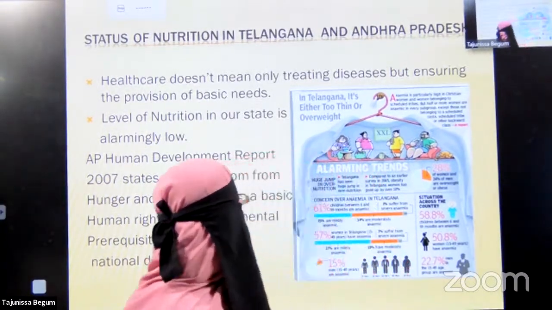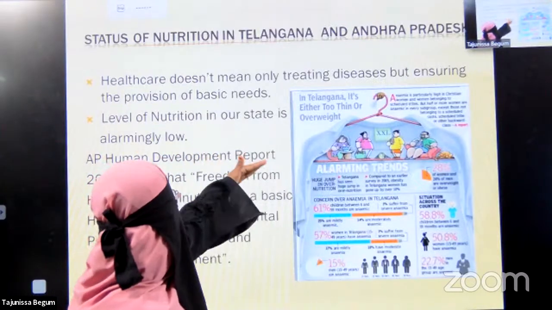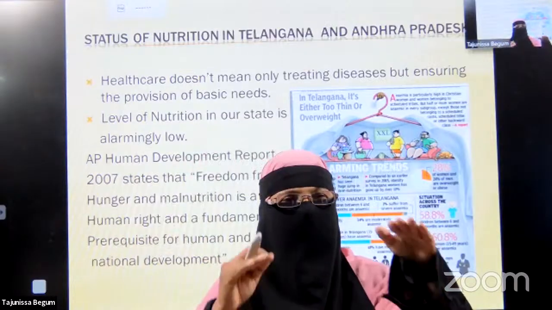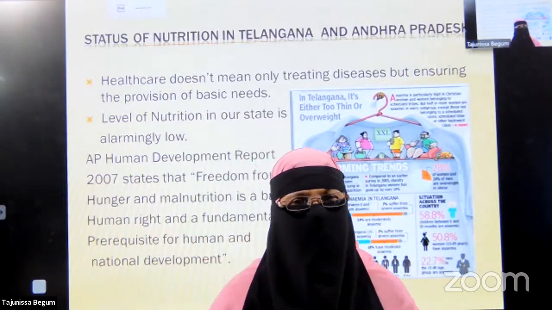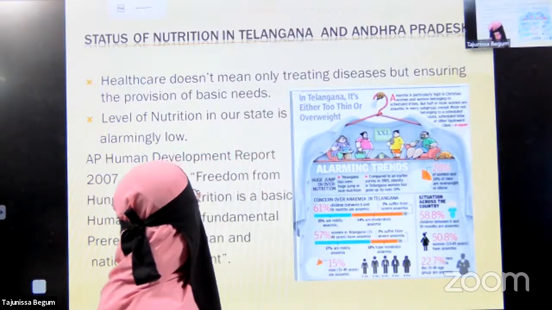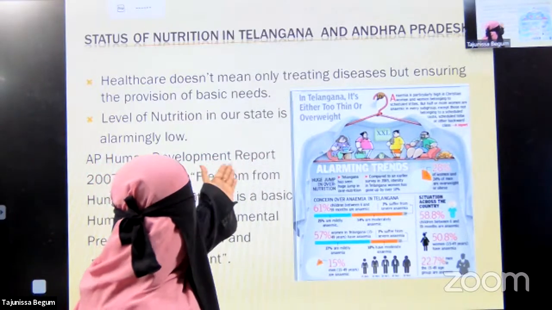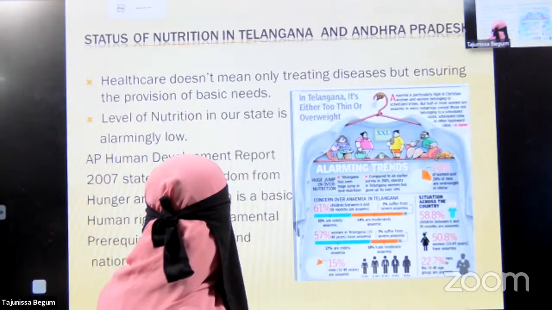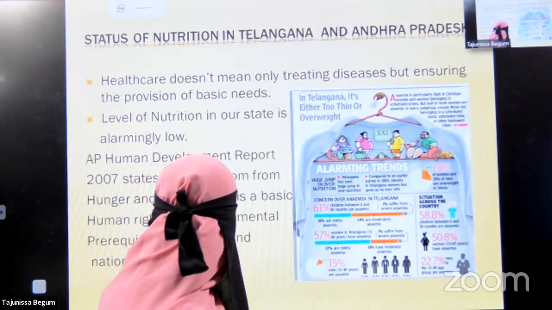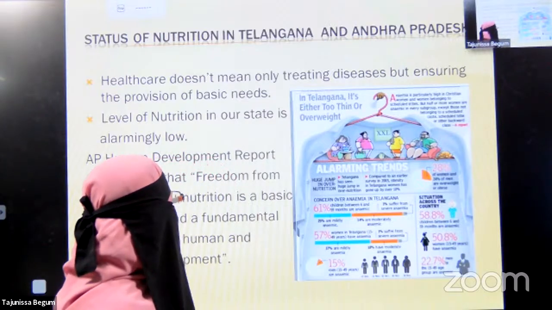What are those basic needs you see here? The level of nutrition in our state is alarmingly low. Day by day, the nutrition level is decreasing in our country and in our state. The AP Human Development Report 2007 states that freedom from hunger and malnutrition is the basic human right and the fundamental prerequisite for human and national development.